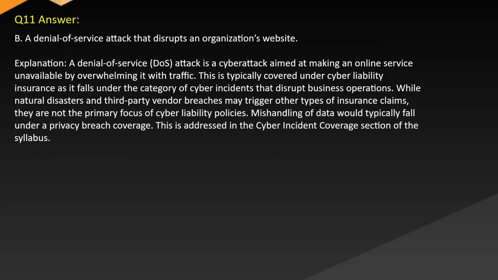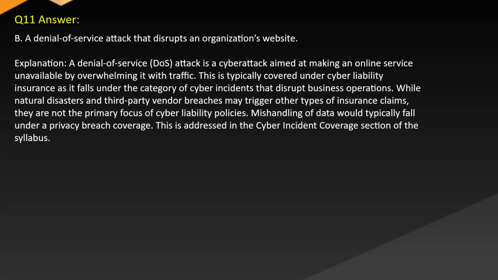Answer. B. A denial of service attack that disrupts an organization's website. Explanation. A denial of service (DoS) attack is a cyber attack aimed at making an online service unavailable by overwhelming it with traffic. This is typically covered under cyber liability insurance as it falls under the category of cyber incidents that disrupt business operations. While natural disasters and third-party vendor breaches may trigger other types of insurance claims, they are not the primary focus of cyber liability policies.